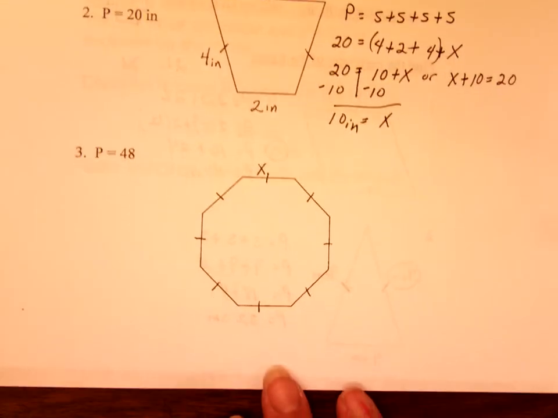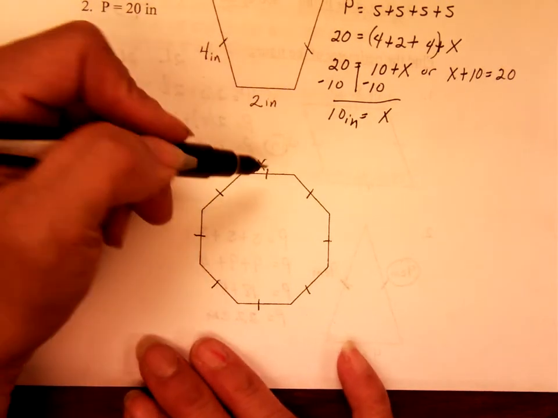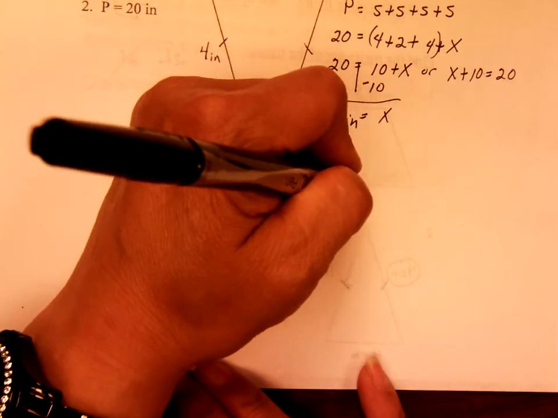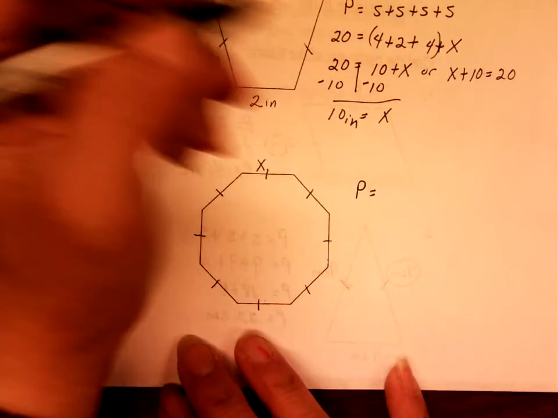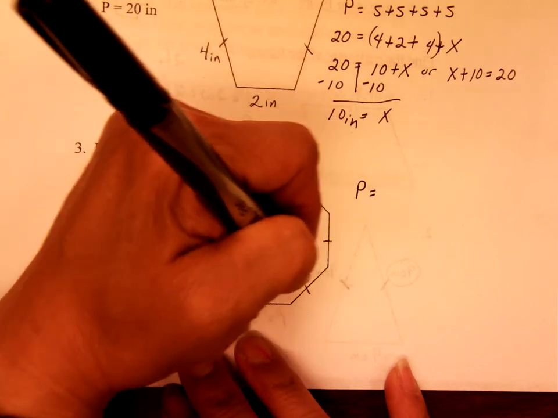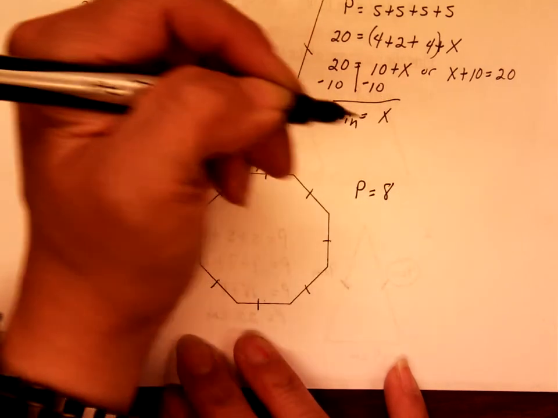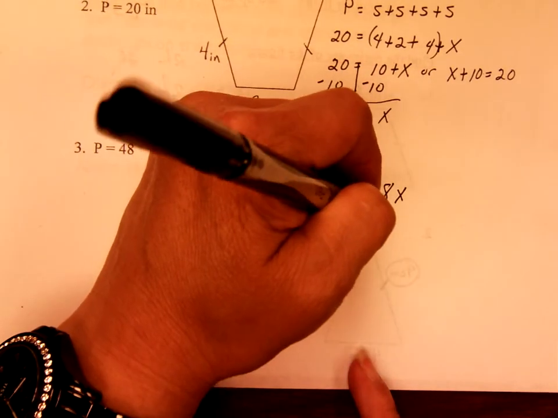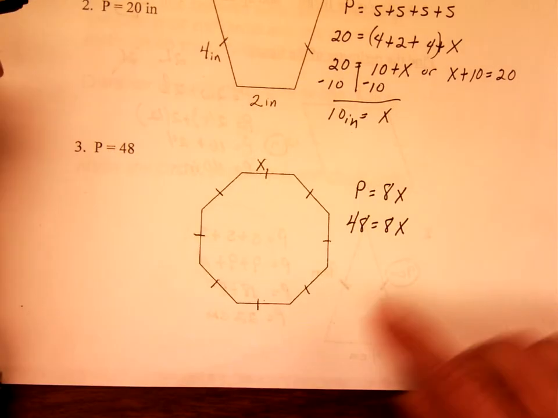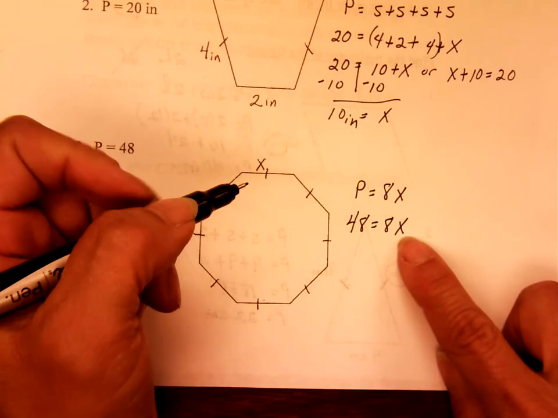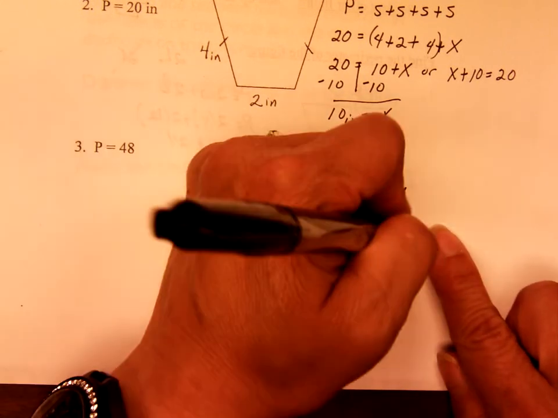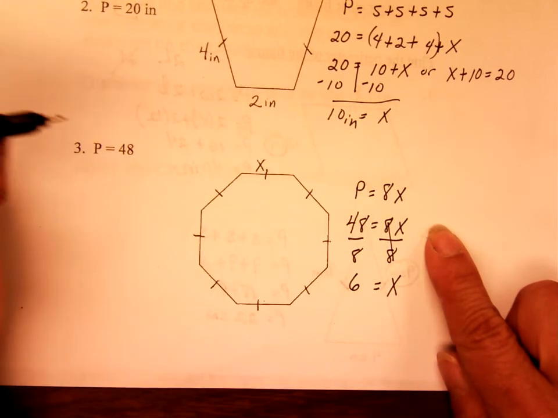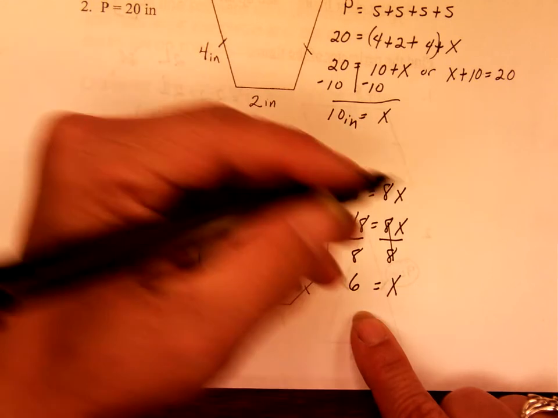All right, the last one's a little bit different, because if you notice, all these tick marks mean that they're all the same, and you have X. So here, your formula would be P is equal to, how many sides do you have? 1, 2, 3, 4, 5, 6, 7, 8. 8. Okay, replace P with 48, so 48 is equal to 8x. How do you get x by itself? Remember, a number next to a variable means multiplication, so the inverse of multiplication is division, so you can divide by 8, and x is equal to 6. Now here, we didn't give you a unit, so you have to write 6 units.